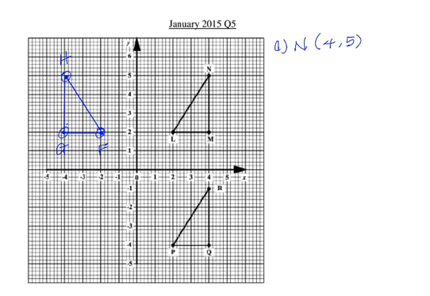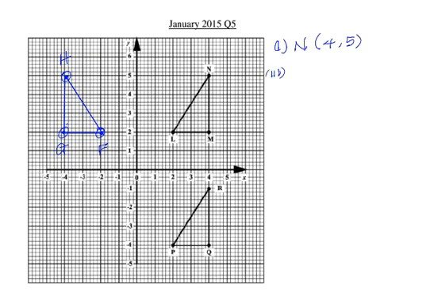So LMN is the object and FGH is the image. So FGH is the image of LMN after a reflection in the y-axis. Alright, the third thing we're asked to do says, using vector notation, describe the transformation which maps triangle LMN onto PQR.